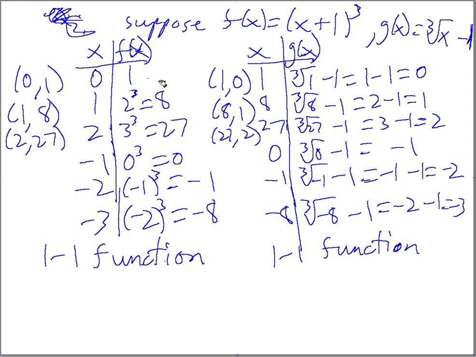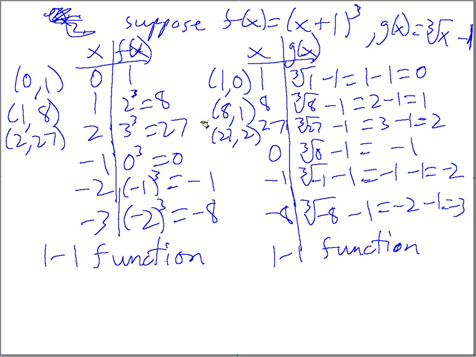So as you can see, the relationship between these two tables is that their x and y columns get switched around. In other words, this is the domain of f of x: 0, 1, 2, negative 1, negative 2, negative 3. That is now the range of the g function. And the domain of the g function, 1, 8, 27, 0, becomes the range of the f function. Again, the domain of g becomes the range of f, and the domain of f becomes the range of g.